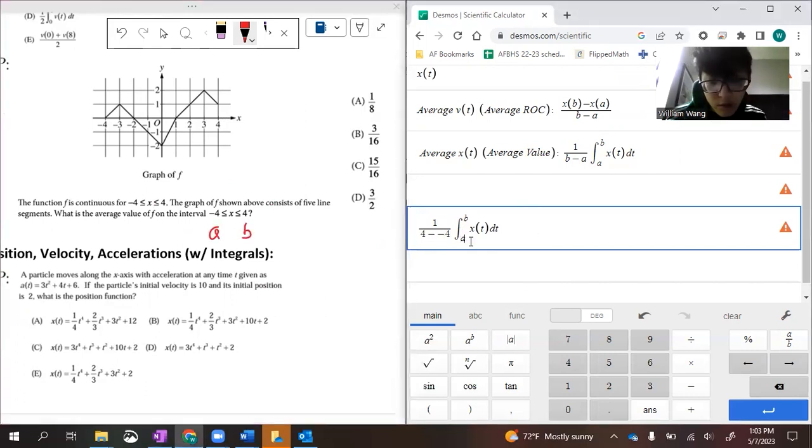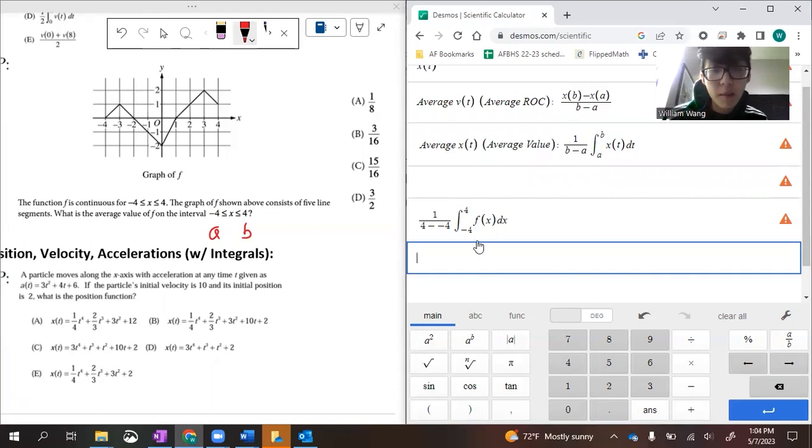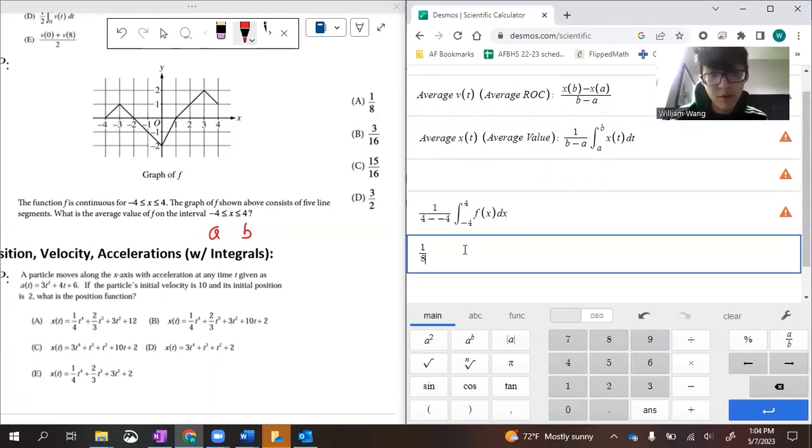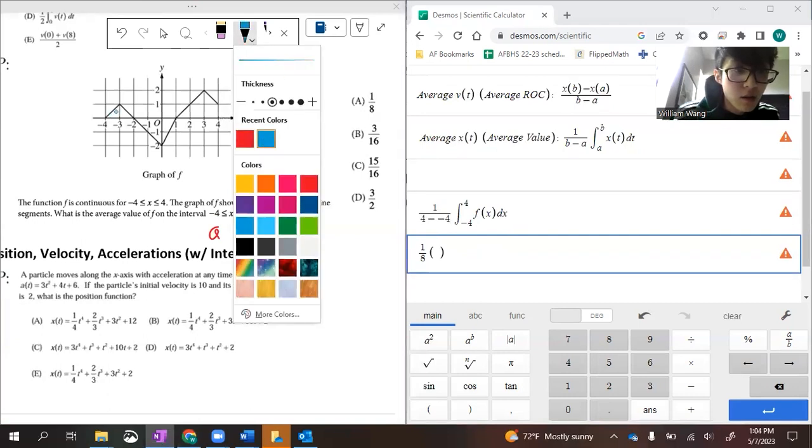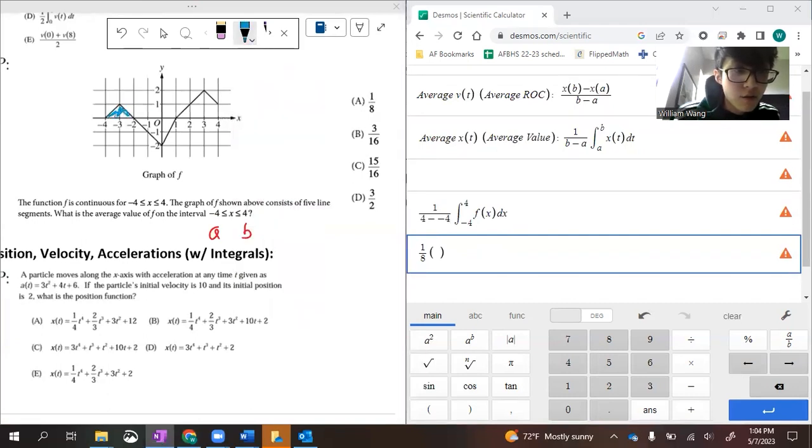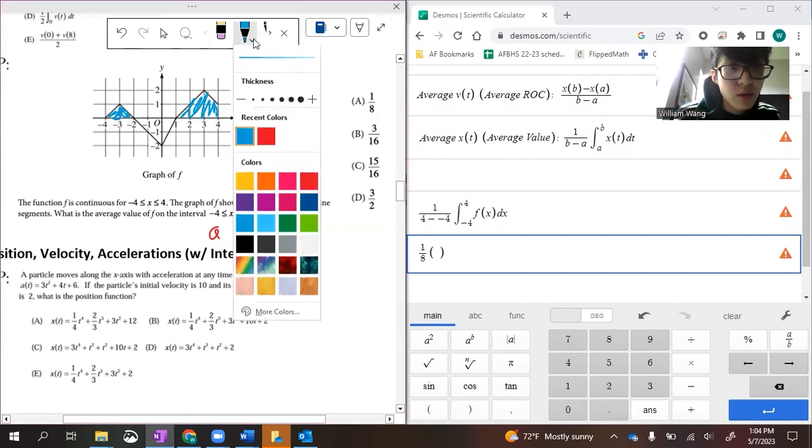So I'm integrating from -4 to 4 of my function f of x dx. 4 minus -4, that's 4 plus 4, so 1 over 8. And my integral, what is the integral from -4 to 4 of this function? Well, let's think about it this way. First, starting from -4, this triangle, this area is blue, right? It's blue because it's positive.